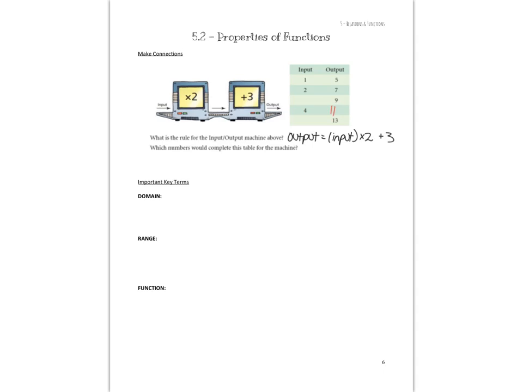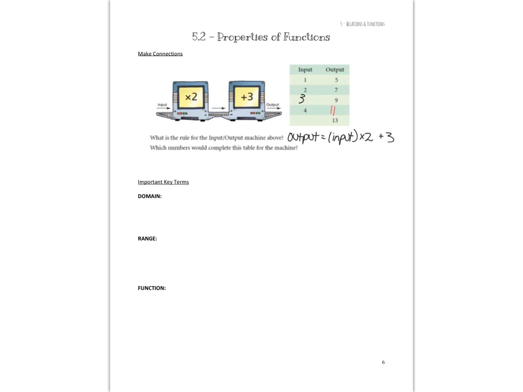Okay. Now, if we have the output and we need the input, we have to work backwards, and we need to do the opposite. So there's 2 ways we can do this in this question. If I have an output of 9, I need to do the opposite. So I need to subtract 3, which is 6, divide by 2, which is 3. So our input for this one will be 3. We can double check that if we wanted to. 3 times 2 is 6, plus 3 is 9.